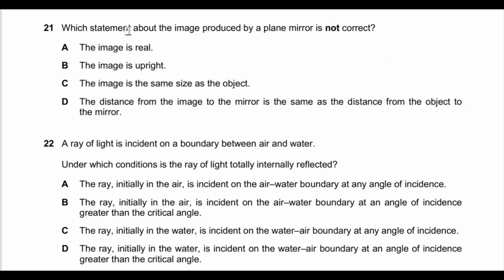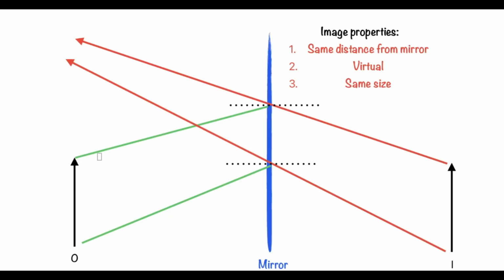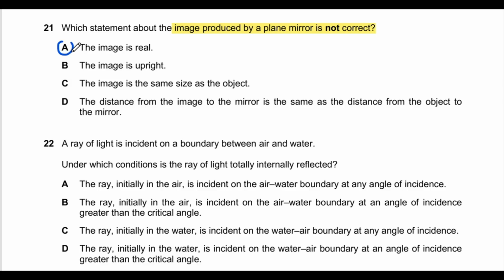Question number 21 says, which statement about the image produced by plane mirror is not correct? This is the image produced by a plane mirror. The rays that fall on mirror are reflected back and you extend the rays to make an image. The image is same distance from the mirror. The image is virtual because we produce it by extending the lines, and the image is same size. So option A is the answer because they are saying the image is real, but no, the image is virtual.